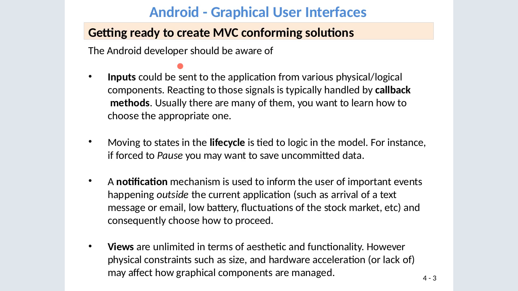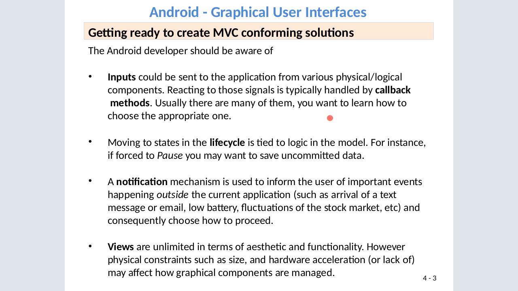And then now getting ready to create MVC conforming solutions. These are the things that you should be aware of. One, you should be aware that input can come from different sources. The user can be typing in the inputs, or you can be reading them from a database. And you need to know how to handle those signals through what you call callback methods, and you'll be able to see what those callback methods are.